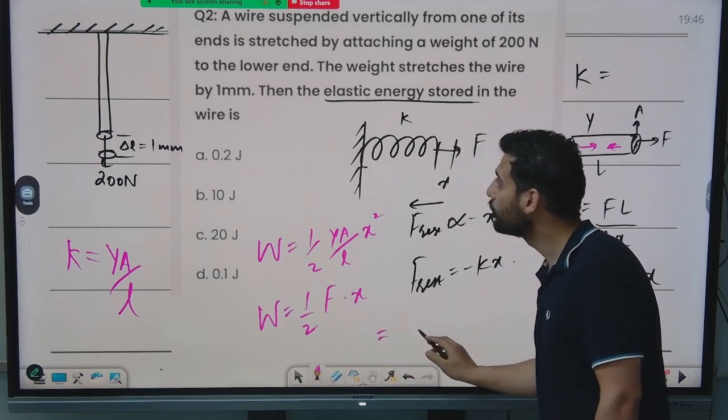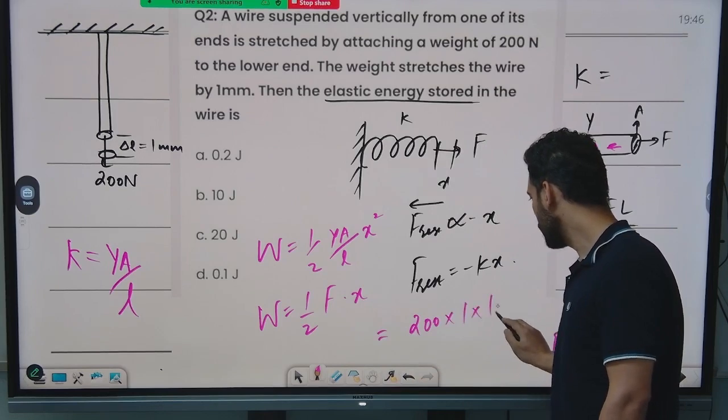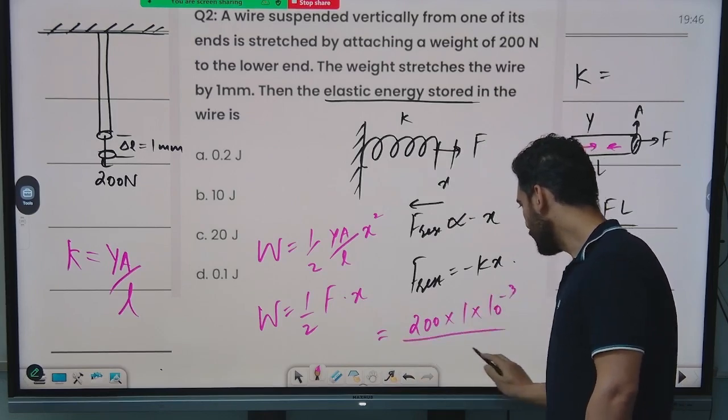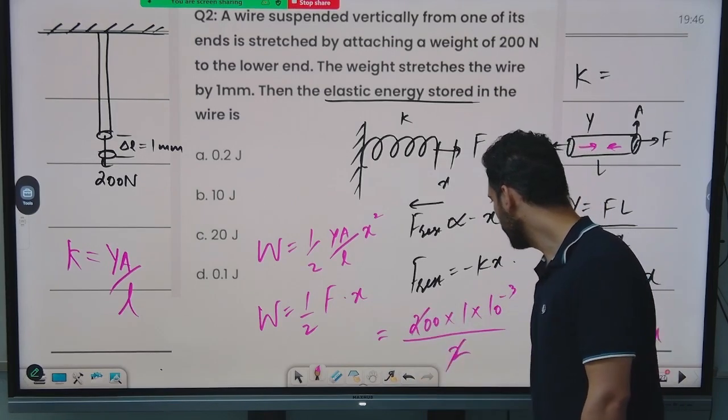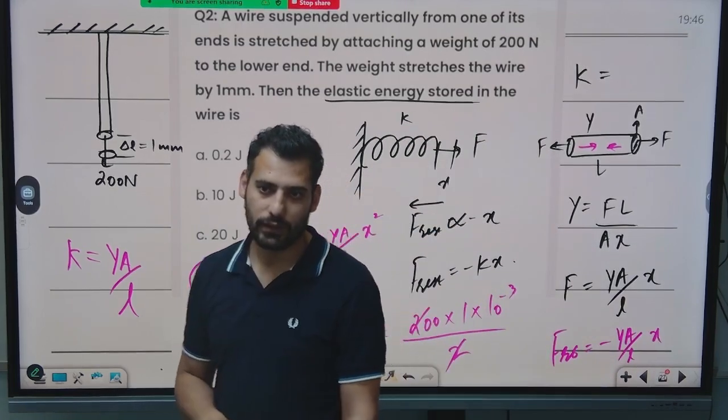So the answer would be force is 200 multiplied by x, which is 1 times 10 to the power negative 3, and then you divide by 2. So technically it will be 0.1 joules. Is it fine? Clear or no?